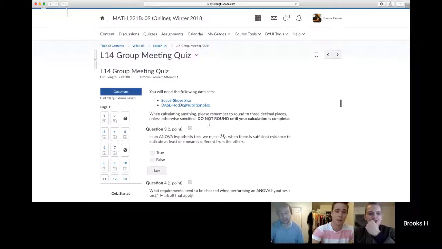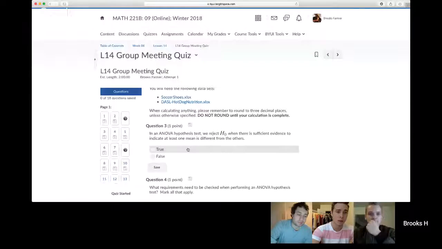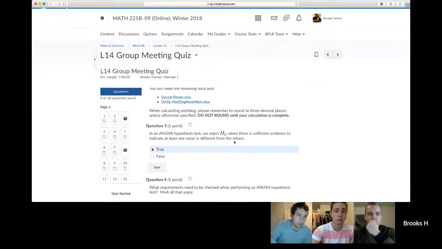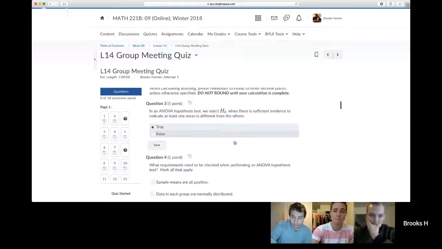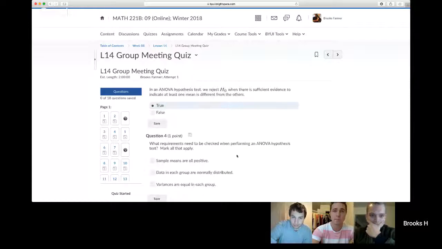Ready for number 3 then? Yep. Almost. So this is true, correct? I put true. If I remember correctly, the null is that there is no significant difference. So the null is that there's no difference between the means, and the alternative is that there's a difference.